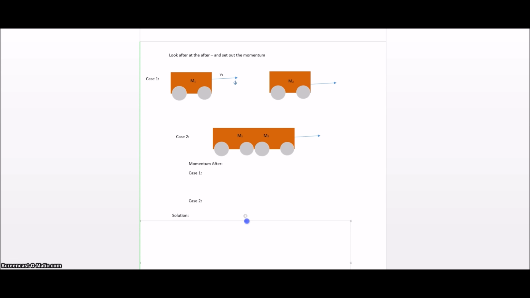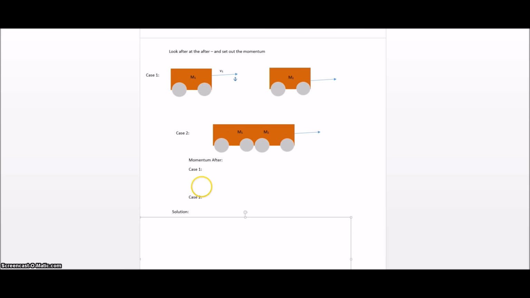So we know that momentum before has to be equal to momentum after. So let's calculate the momentum after. In the first case, it's m1 times v1 plus m2 v2.